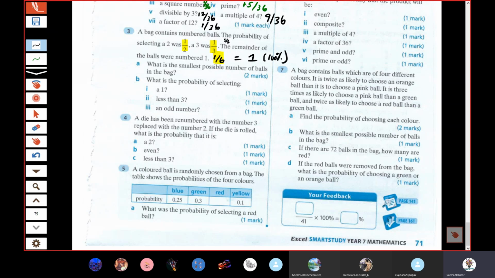That's a tricky one. What is the smallest possible number of balls in the bag? Can you have like 5? Well, no, because you can't get half of them being 2. The only way you would work out the smallest number was to find this addition, which was 5 out of 6. Then you realize the number 1 occurred 1 out of 6 times. So what's the smallest number of balls that could have been in the bag? It would actually be 6.